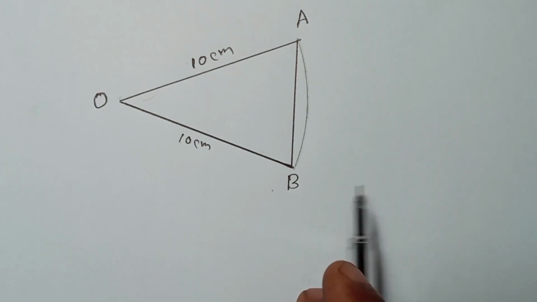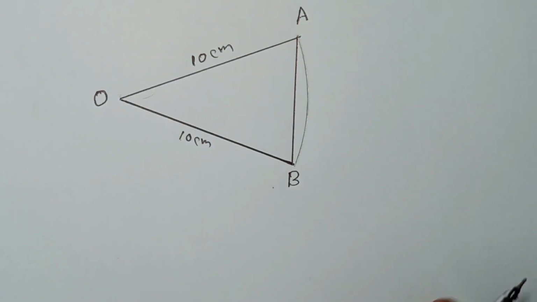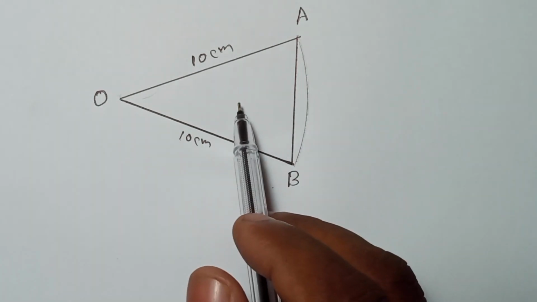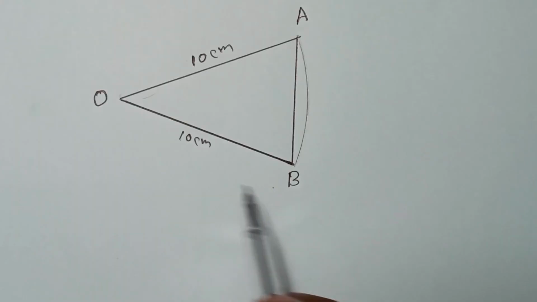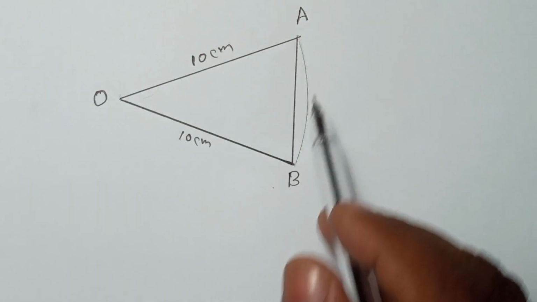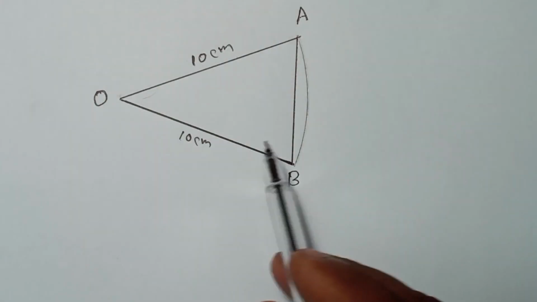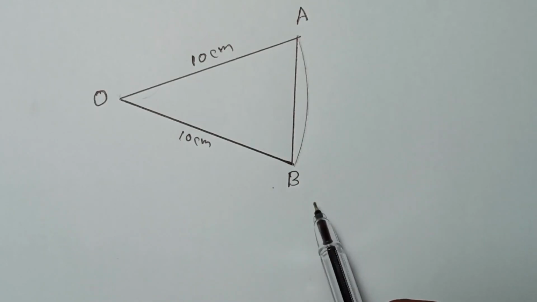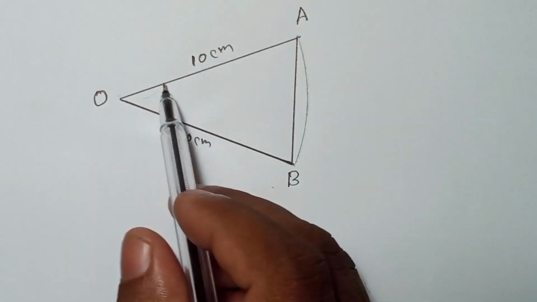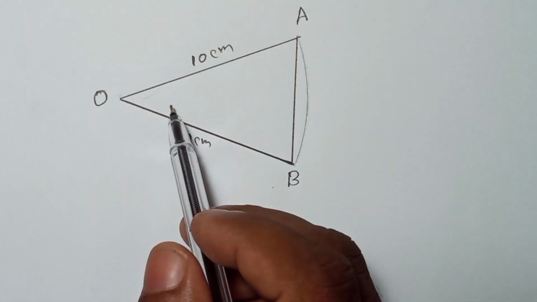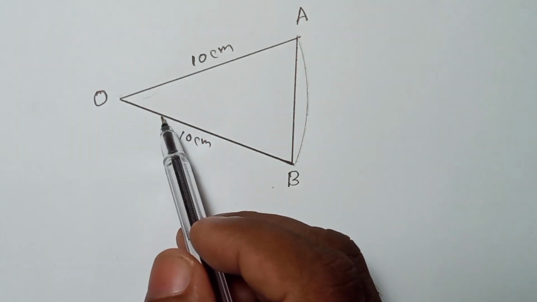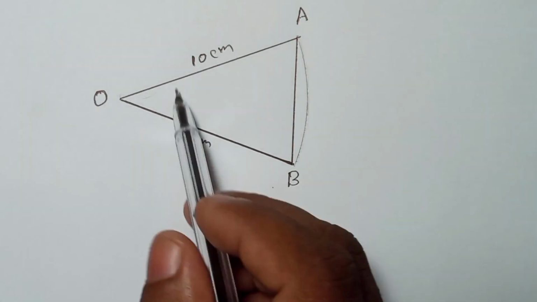There are a few things you need to remember here. This is a sector, a part of a circle. To get this arc length, we can use the 2 pi r formula. The problem is we need this angle, theta over 360, like that we write. We need to know this angle.